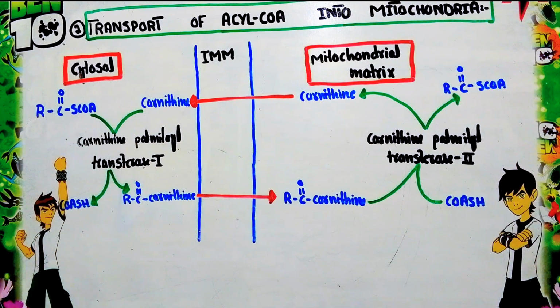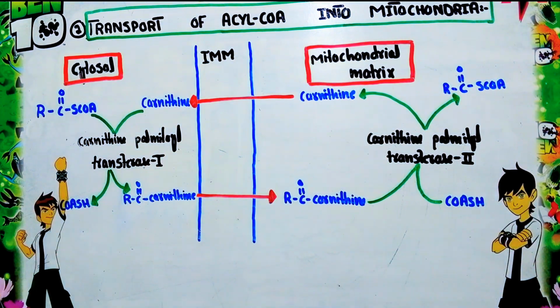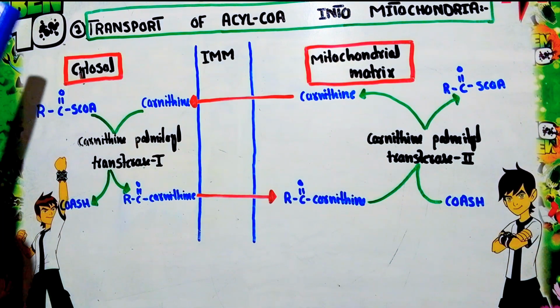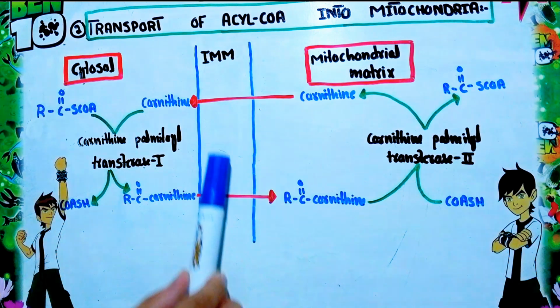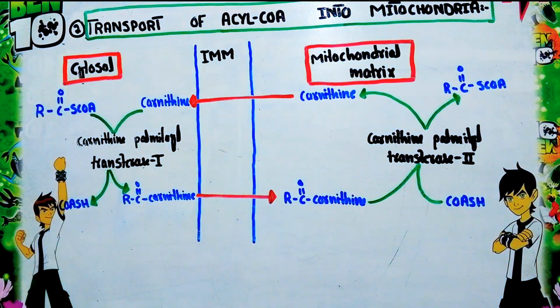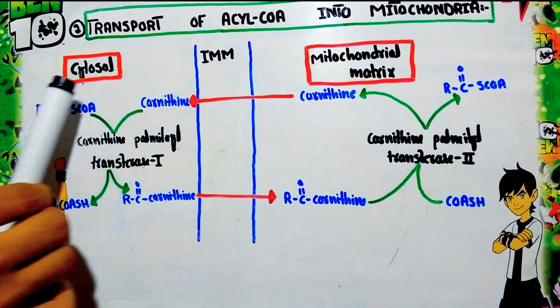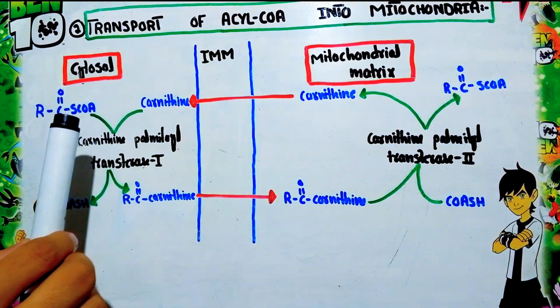Here, a specific carnitine shuttle operates, through which this acyl coenzyme A is transported into the mitochondrial matrix. This is the cytosol, this is the inner mitochondrial membrane, while this is the mitochondrial matrix. Right at the cytosol, the acyl coenzyme A is present. This transport occurs in four steps.